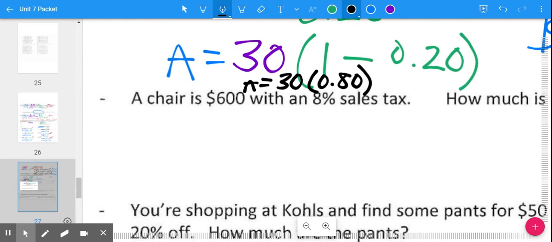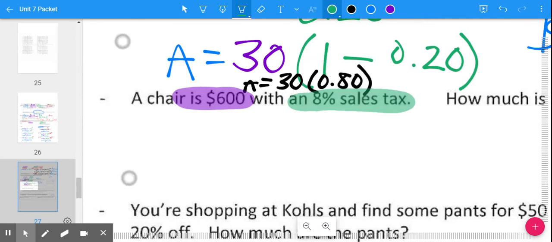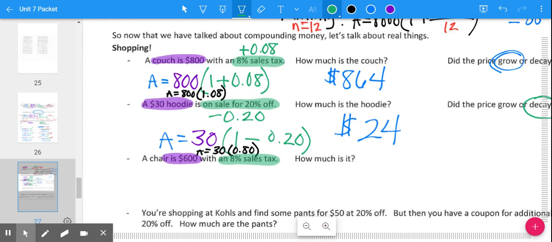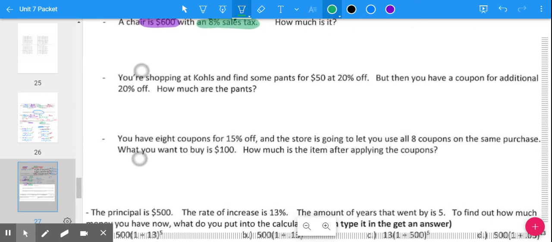So then we have a chair. It's a $600 chair with 8% sales tax. Because this one is just like the couch, I'm going to let you guys do it, and you can check your answer on that one later.